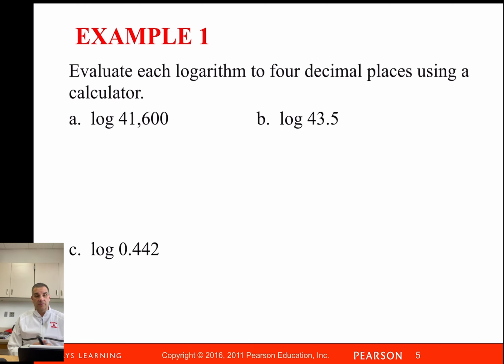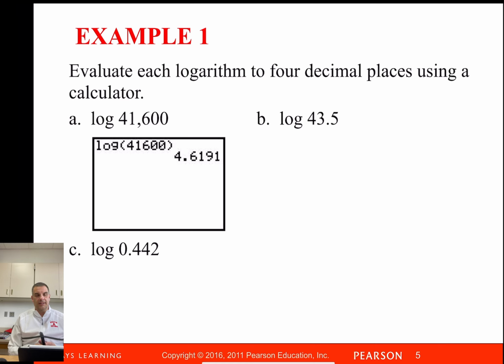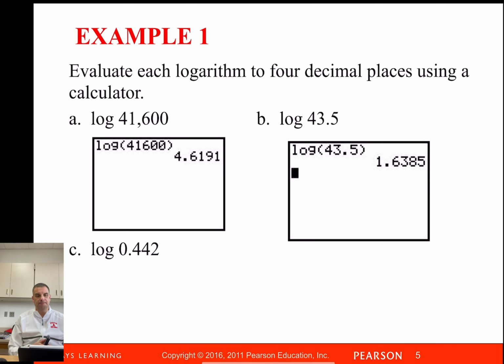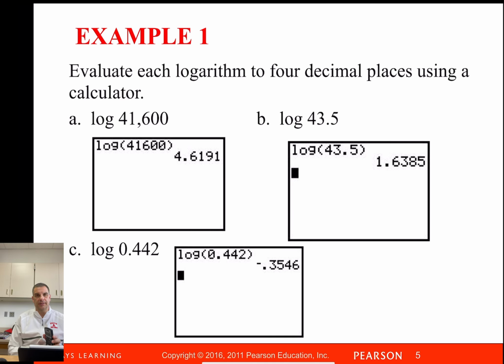So evaluate each logarithm to 4 decimal places using a calculator. Literally, all you're going to do for these: if the base isn't there, if there's nothing there, or even if there's a 10 there, you're going to go to your calculator and hit log. It's right there. 41600. Hit enter. That's what you get. That's your answer. You're done. Okay. Log base 10 of 43.5. That's what you get. You're done. Log of 0.442. That's what you get.